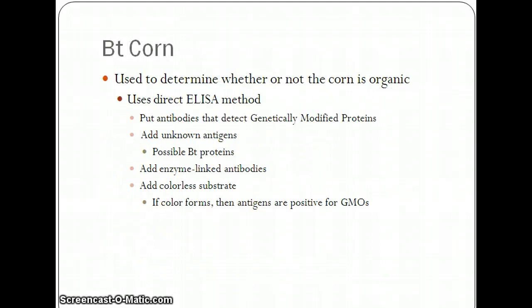So how can an ELISA be used in identifying Bt corn? It's used to determine whether or not the corn is organic. We use the direct ELISA method. We put the antibodies that detect genetically modified proteins in the well. Then we add some antigens, which could possibly be the Bt proteins, or not. We don't know yet, that's why we're testing it. Then we add the enzyme-linked antibodies and a colorless substrate. If color forms, the sample is positive for GMOs.